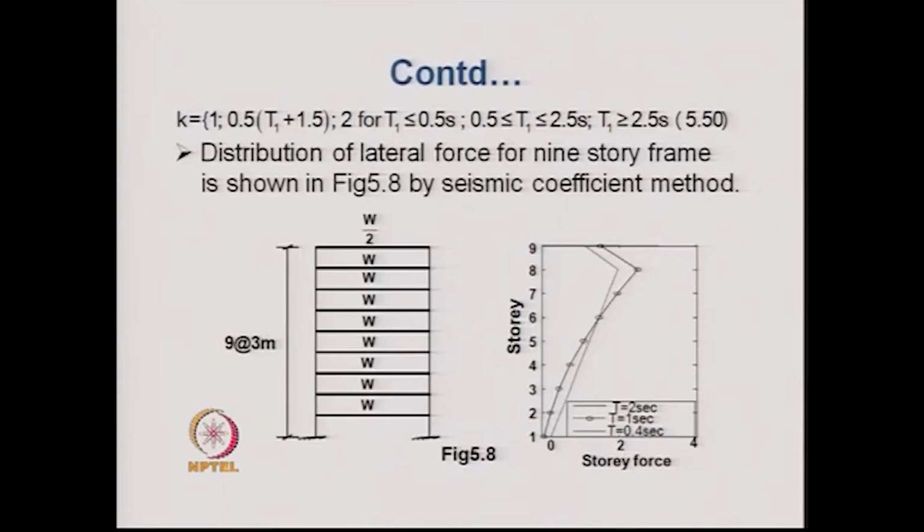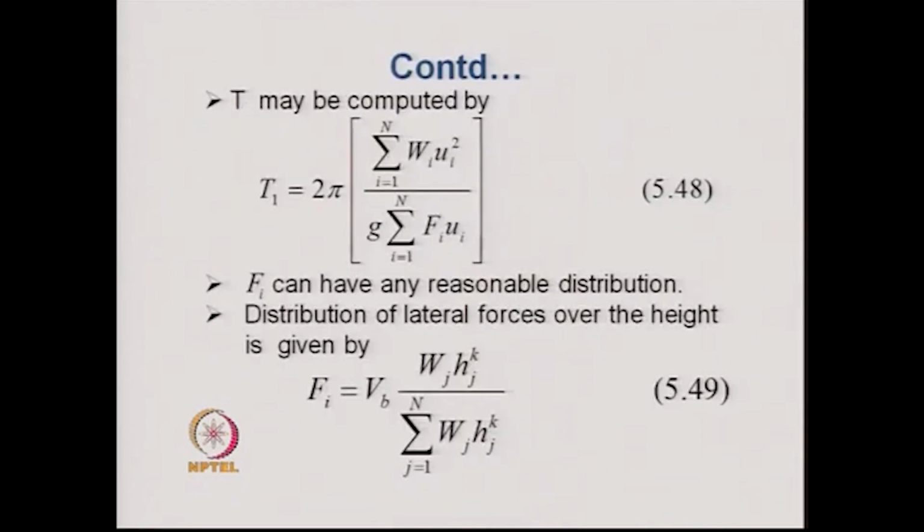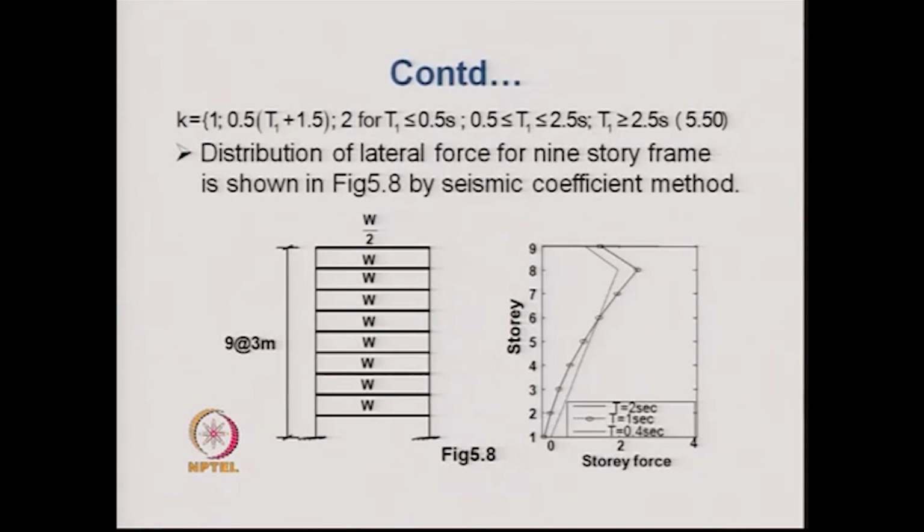In the last case, one can see that the power is raised to 2, that is the variation is a quadratic variation along the height. Distribution of the lateral force for a 9-story frame using the distribution that was shown by equation 5.49 was computed and is shown in figure 5.8.